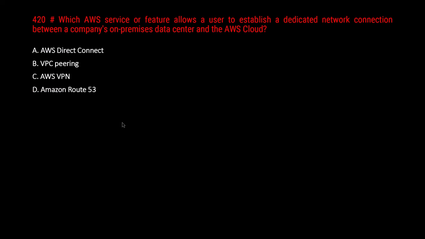Which AWS service or feature allows a user to establish a dedicated network connection? As soon as you see that, what is the answer? Direct Connect. Remember that. All the others, this one Route 53 won't even have the communication between on-premise and cloud. This is not used for that. Whereas even VPC peering is between VPC and VPC. The only other tool that lets you communicate from on-premise to cloud is VPN, but it is over public internet, not through a dedicated network connection.